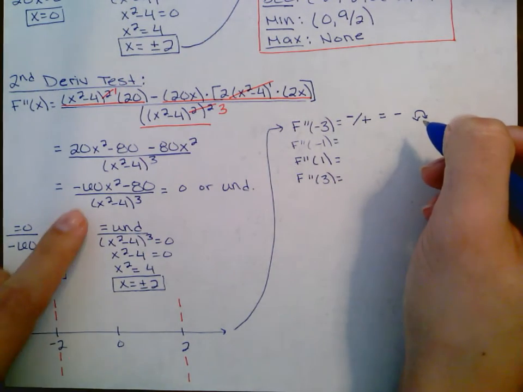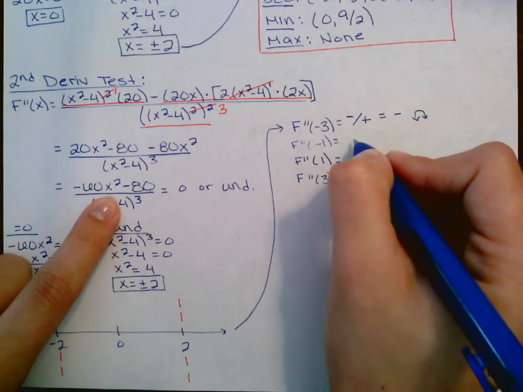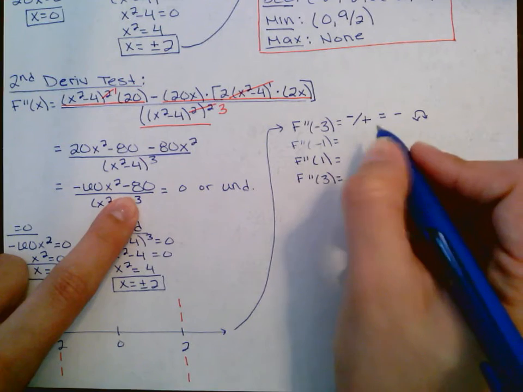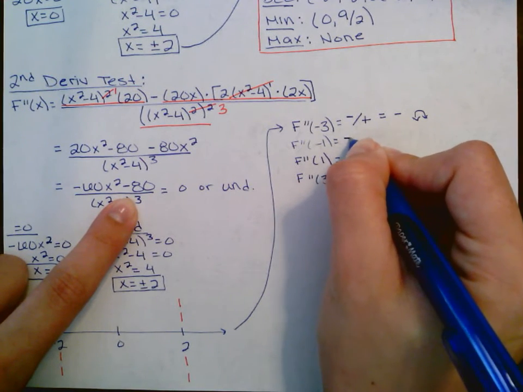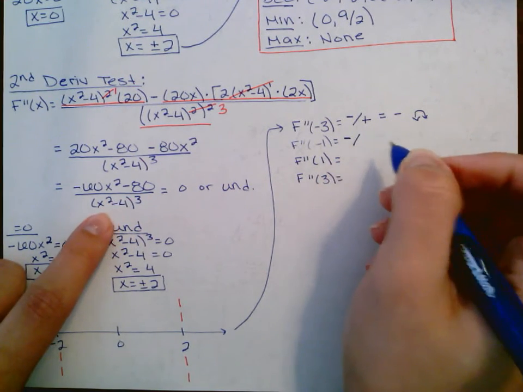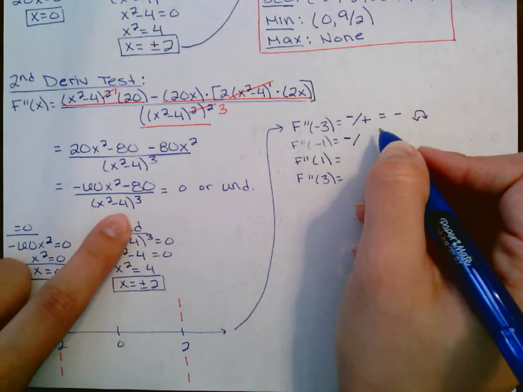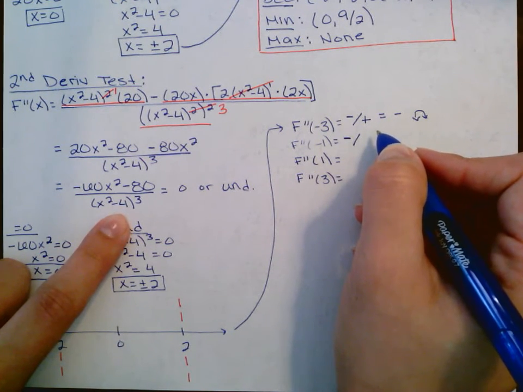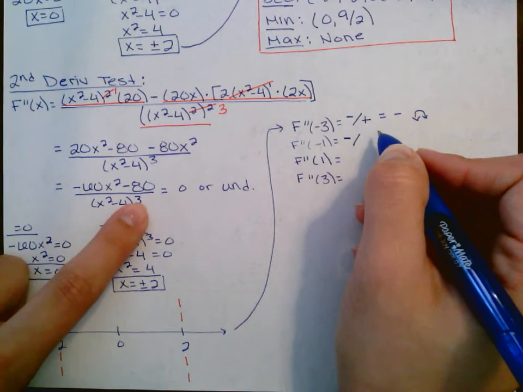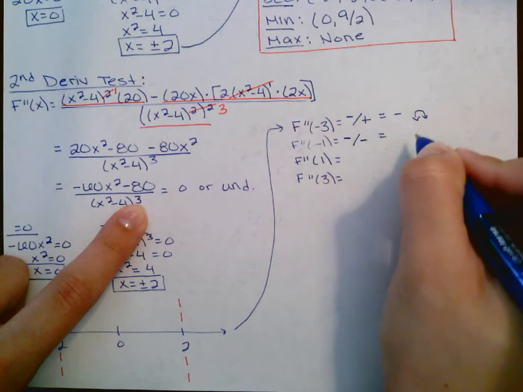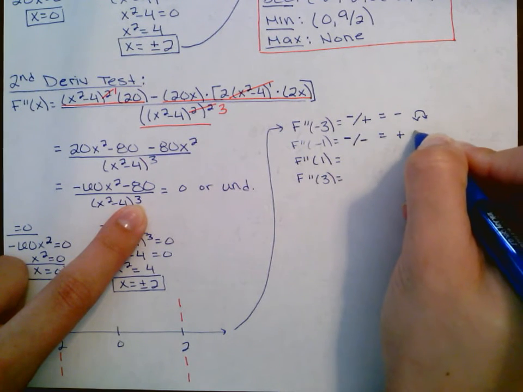Let's do the -1. -1 squared is going to be a +1. So this is going to be -60 minus 80. It's going to be negative. Now here, -1 squared is going to be a +1. 1 minus 4 is a -3. -3 cubed will stay negative. Negative divided by negative is a positive, which will give me concave up. Okay?